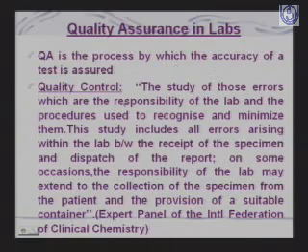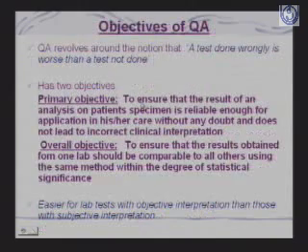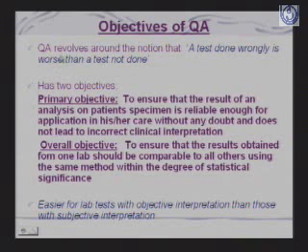Coming to quality assurance in labs, quality assurance is a process by which the accuracy of the test is assured. The objectives of quality assurance revolve around the notion that a test done wrongly is worse than a test not done. It has two objectives. The primary objective is to ensure the result of an analysis of the patient specimen is reliable enough for application in his or her care without any doubt, and does not lead to incorrect clinical interpretation. That is our primary objective.